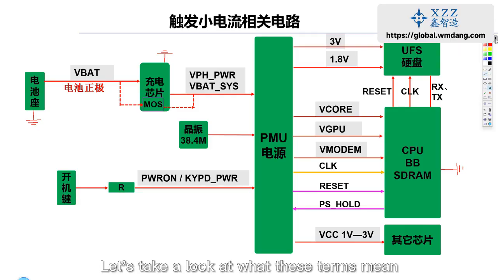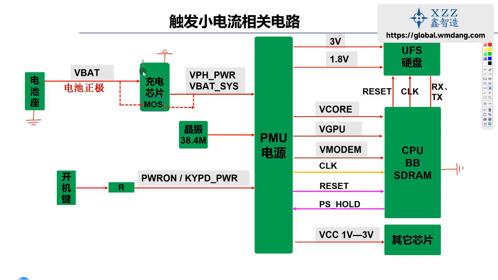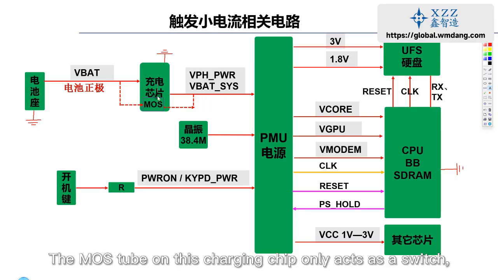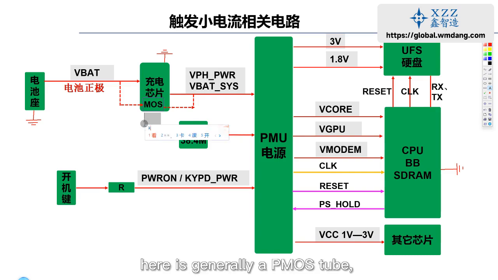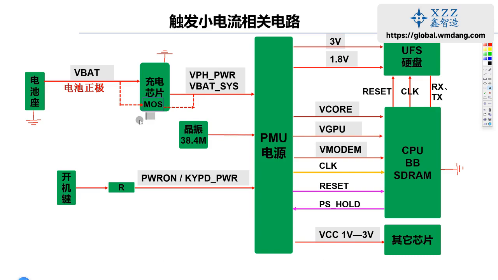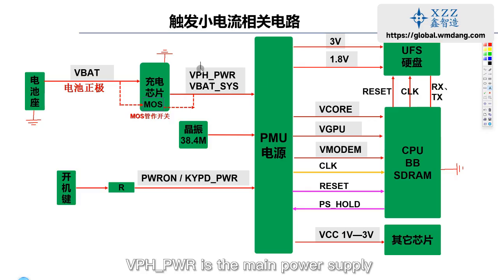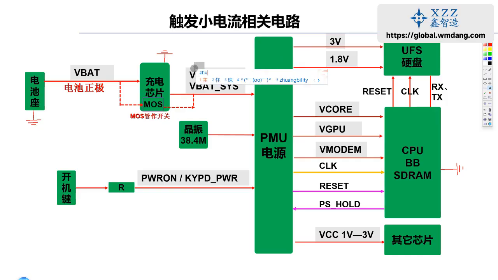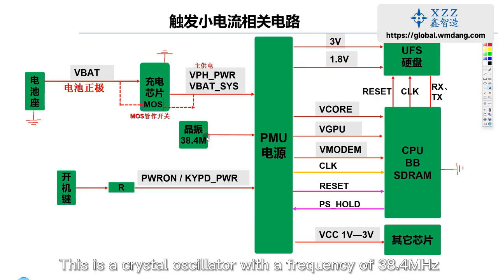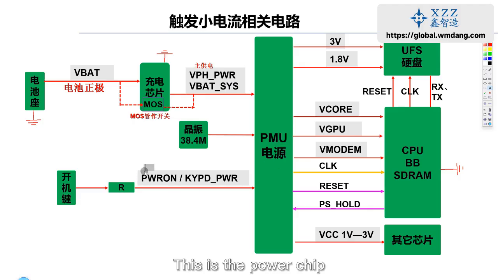Let's take a look at what these terms mean. The MOS tube on this charging chip only acts as a switch. Here it is generally a PMOS tube, which is a P-channel MOS tube, used as a switch. VPH PWR is the main power supply. This is a crystal oscillator with a frequency of 38.4 MHz. This is the power chip.